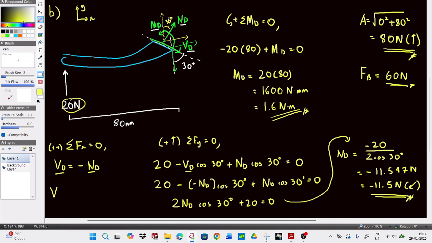So that means your VD, negative negative becomes positive, so 11.547 newtons. So just simply 11.5 newtons, and it's assumed to be in the correct direction as before. So that's your shear force. Your normal force is negative 11.5 newtons, shear force is 11.5 newtons, and bending moment is 1.6 newton meter. So it's going to be in the counterclockwise direction.